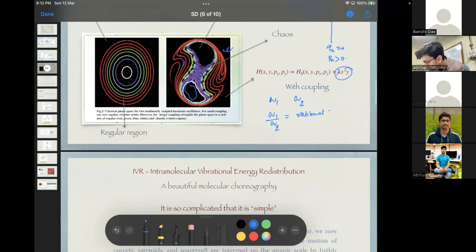Just importantly, the structures are completely changing in the presence of coupling. All these things are overlapping each other and forming chaotic structures. Then these things are distorted. This green one is forming other structures. There are resonance zones here. So all the phase structures in the phase space are completely changed in the presence of coupling. Now these things will eventually determine our reaction dynamics, how the energy flow will happen between different vibrational modes. These chaotic zones will eventually determine how the vibrational energy transfer will happen between different vibrational modes.